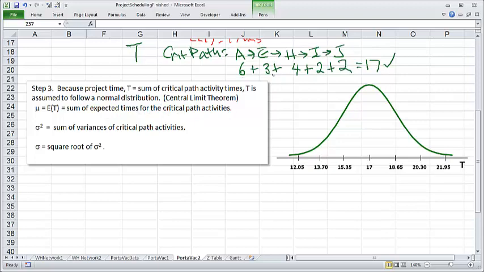So remember, these were the expected times for the critical activities, and we added them and got 17 already. So this is already obtained as 17. Okay, now the sum of variances of critical path activities, that we need to add up. So that means we pick out the critical activities and add the variances. That will give us the variance of the entire project time.